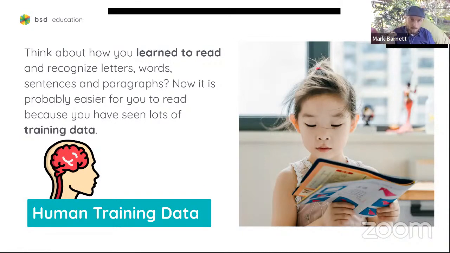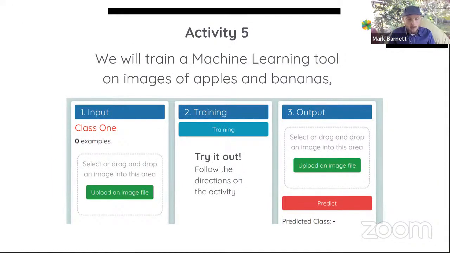We have to show it some examples, then we have to test it. Then we have to show it some more examples, then we test it. So in order for you to better understand how that works, I have another activity for you. So this is activity 5. And we're going to actually teach a machine learning tool how to identify something.